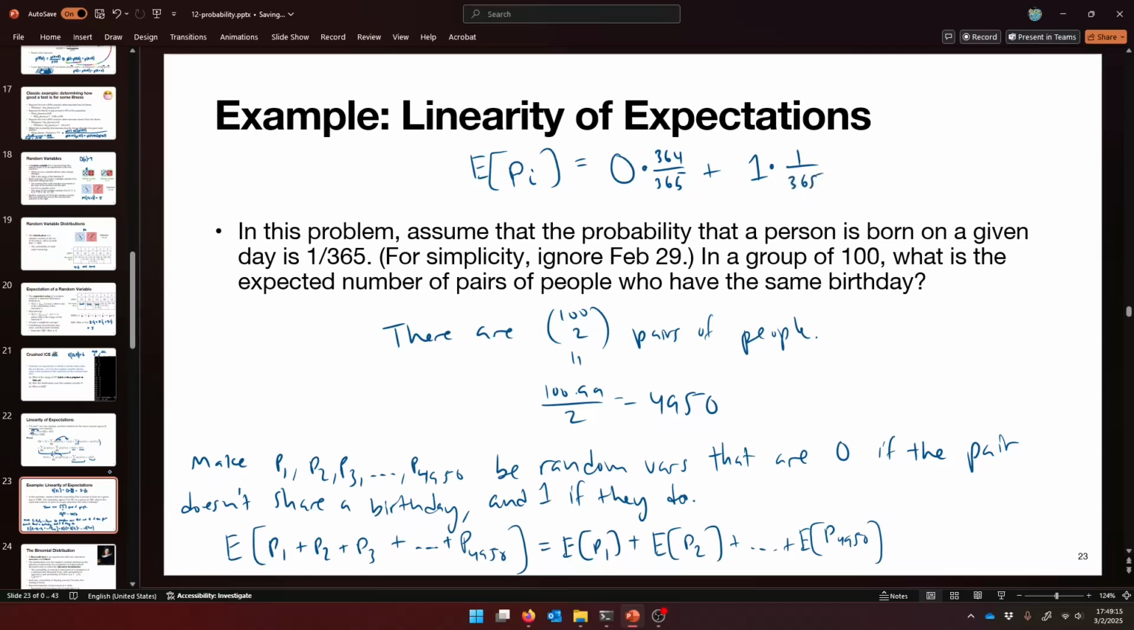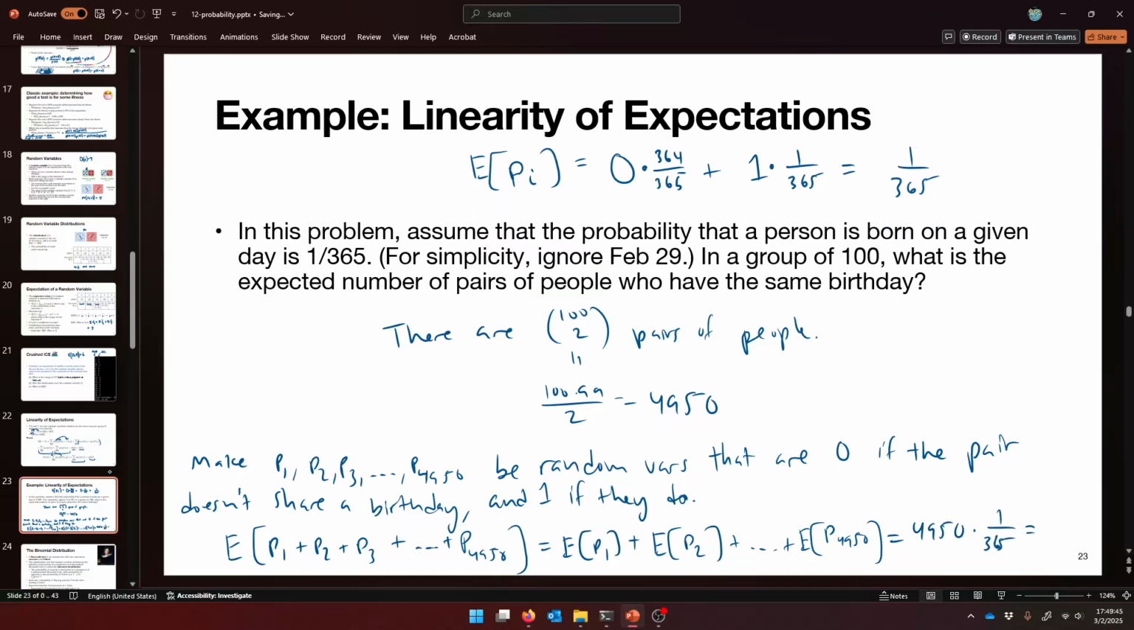That's the expected value for any pair of people, given how we define things. The 0 goes away, so that's equal to 1 over 365. Does that make sense? And so now finally, what's the expected number of pairs of people who have the same birthday? It takes on a 1 if they do, a 0 if they don't. That's what we were looking for, and it's now equal to 4950 times, because these are all the same, 1 over 365.